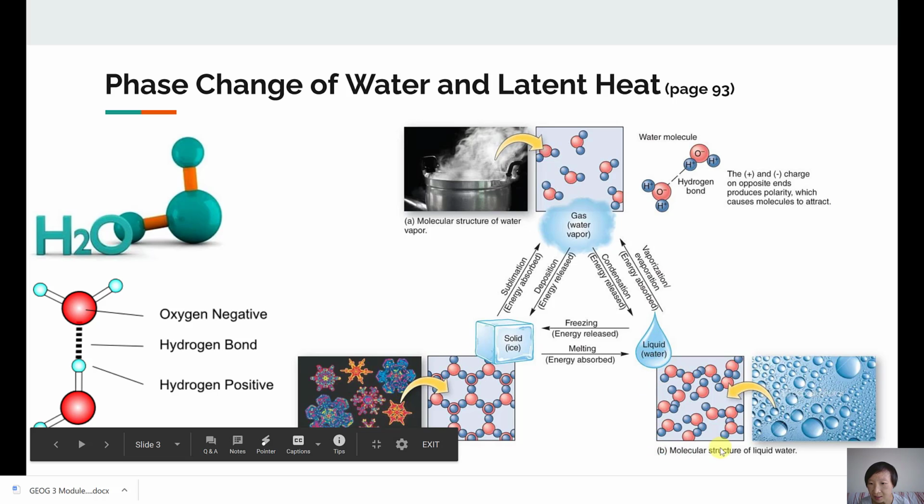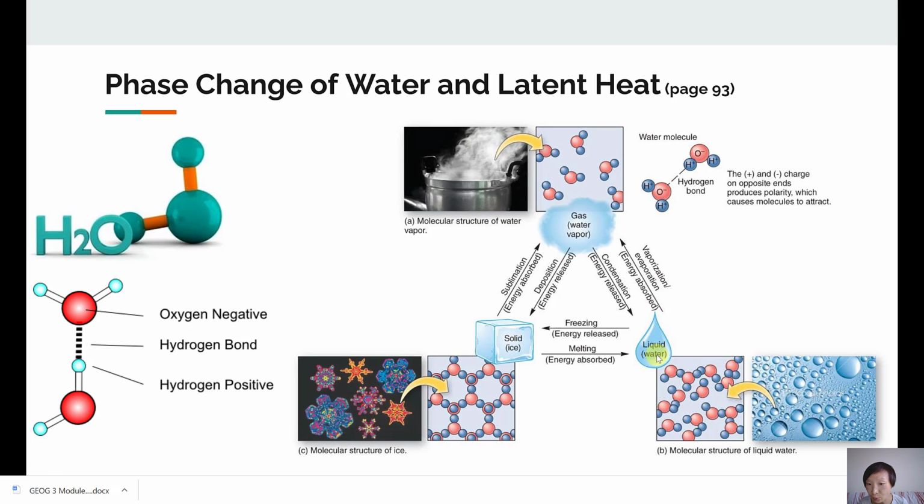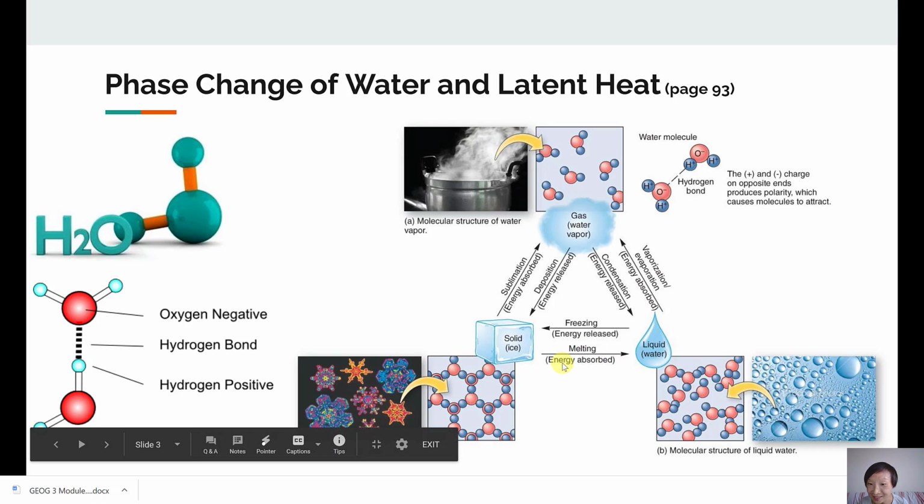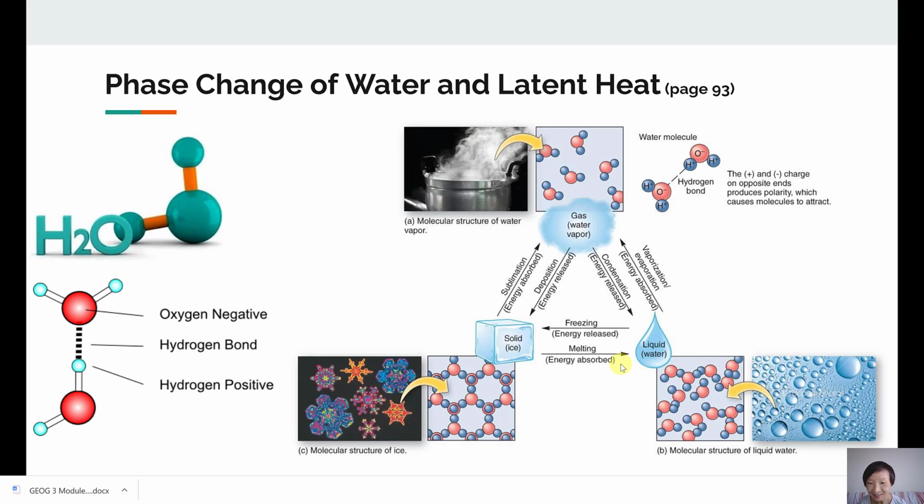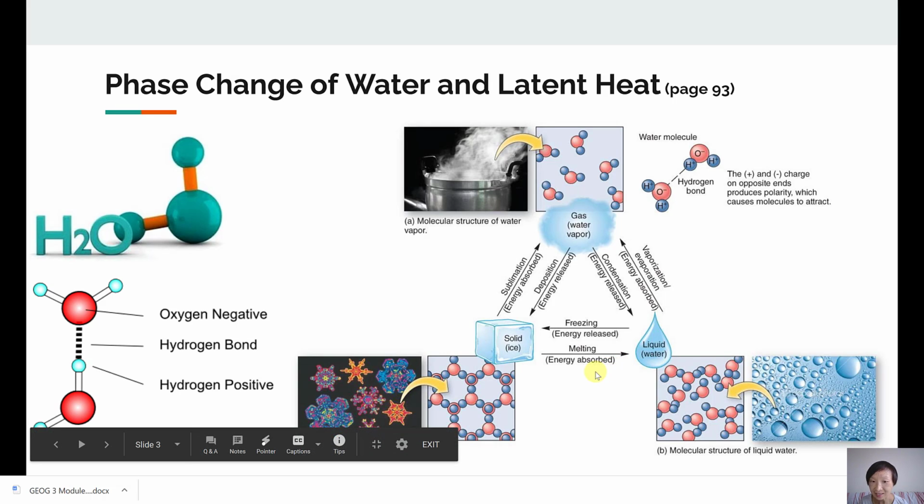So let's take a look at the liquid phase. In the liquid phase, this bond is not as strong as this one. So you can see those water molecules fall apart. So the question is, how can you change the solid ice to liquid water? Melt it, right? And you need energy. You need to turn on your stovetop or put your ice cube in a warmer place, right? So the energy is used to break this hydrogen bond. That's why for melting, you need energy. And this energy is called latent heat.